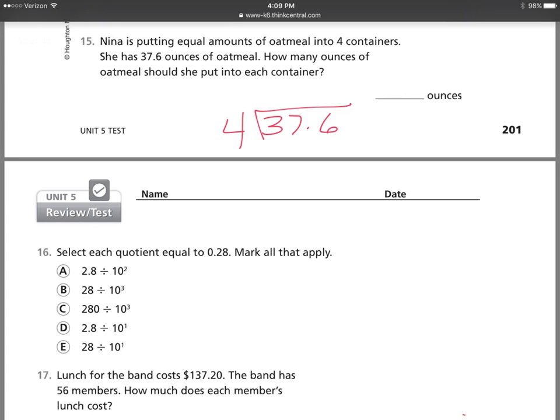There's no decimal in the divisor, so you don't need to move the decimal. So now you can bring this decimal straight up since it's not going to be moved, and then go ahead and solve.